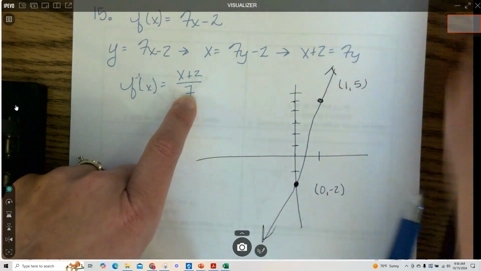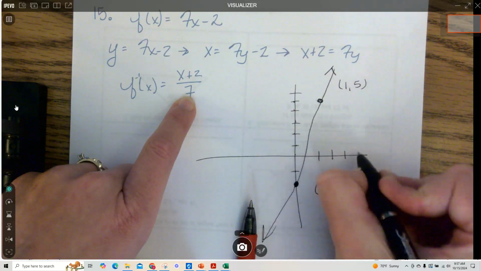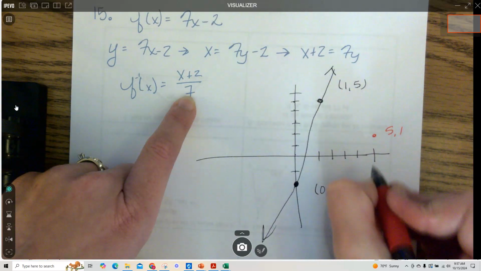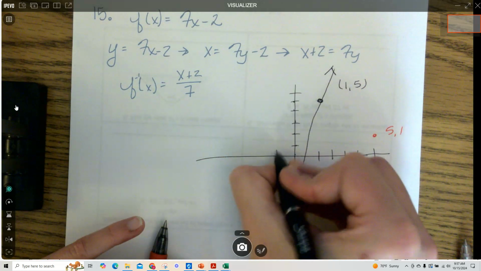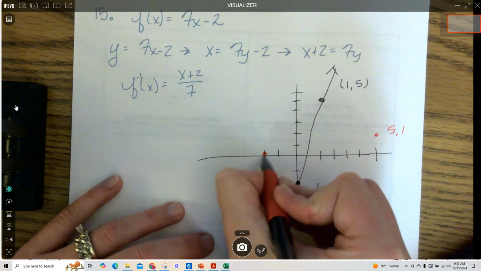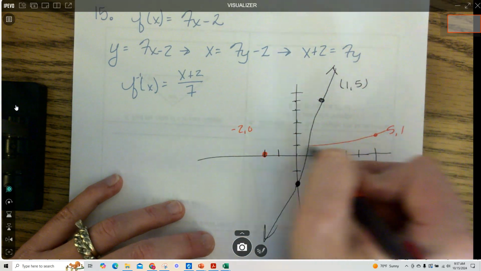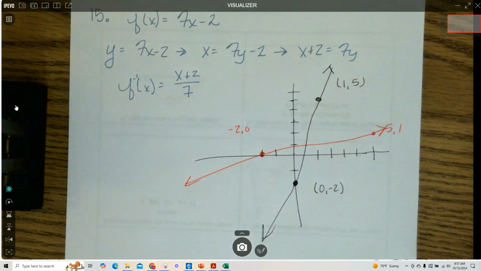Again, just flip the points. So 5, 1 would be 1 point, and then -2, 0. That's always how I taught kids to graph these. So something like that. Just flip the points, especially if you know they're linear. If you start with linear, you're going to end with a linear. They're both going to be straight lines, even though my lines are not straight.